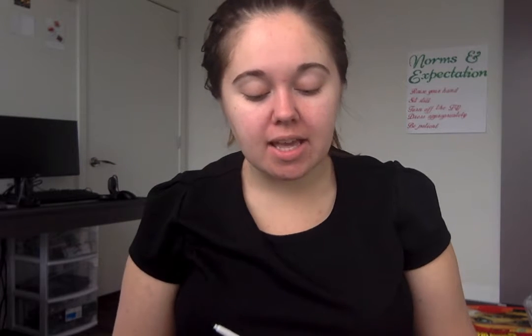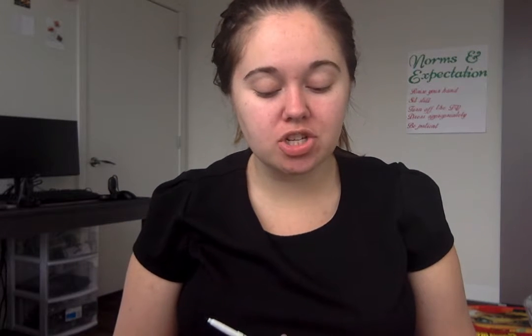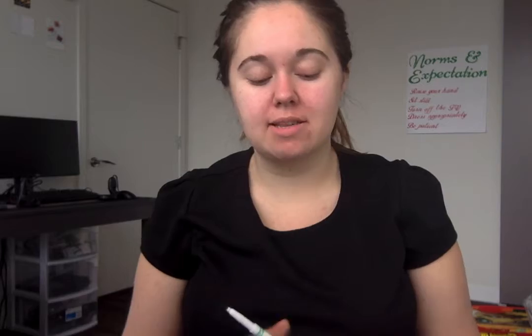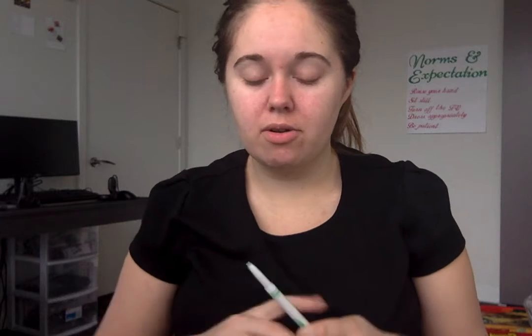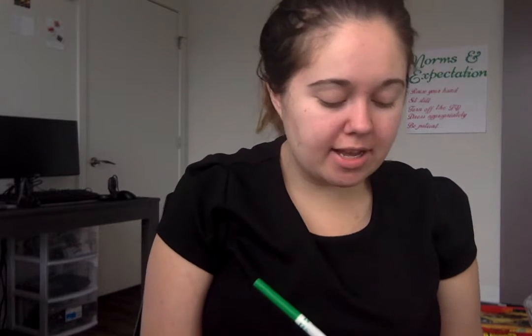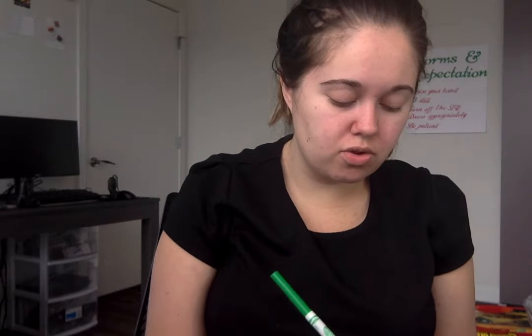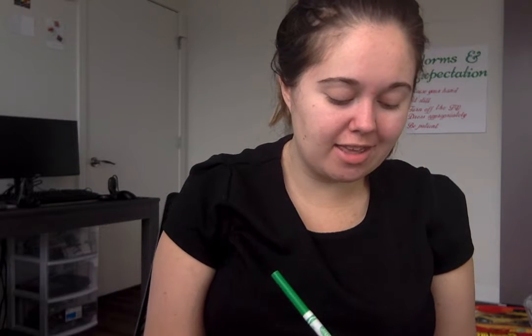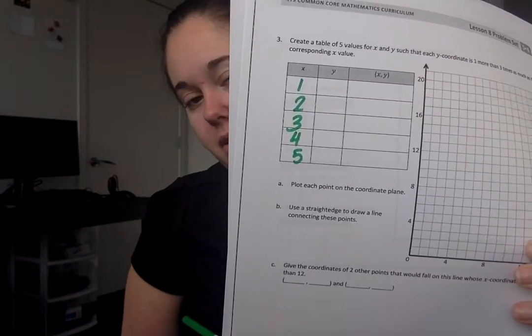Create a table of 5 values for x and y such that each y coordinate is 1 more than 3 times as much as its corresponding x value. So here we're going to be combining both of these types of rules. All right, so let's start with x being 1. I'm just going to do 1, 2, 3, 4, and 5. I think for me, that's going to keep things a little bit simpler here, all right?